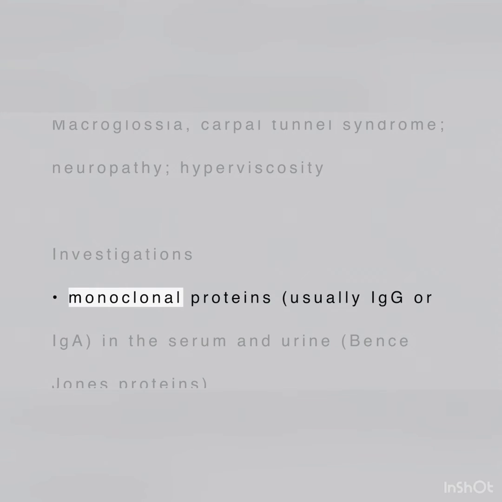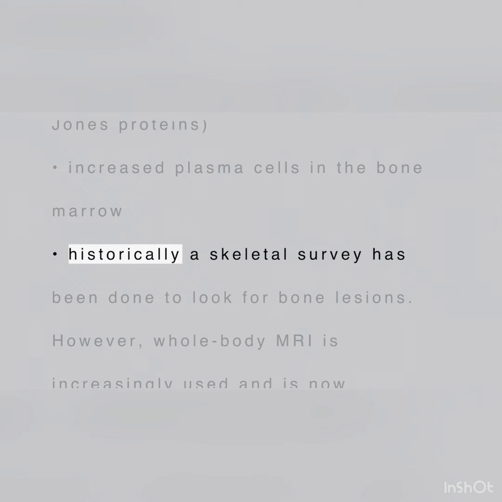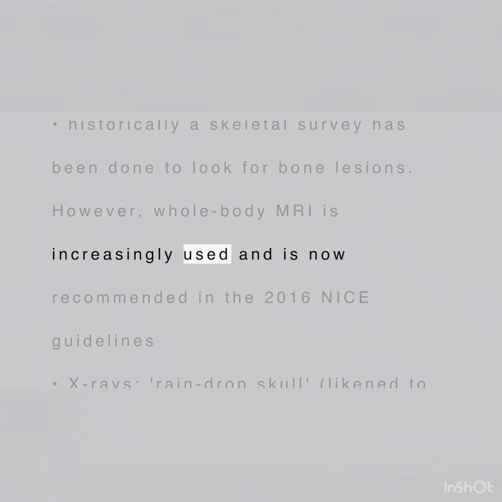Investigations. Monoclonal proteins, usually IgG or IgA, in the serum and urine, Bence-Jones proteins. Increased plasma cells in the bone marrow. Historically a skeletal survey has been done to look for bone lesions. However, whole-body MRI is increasingly used and is now recommended in the 2016 NICE guidelines.